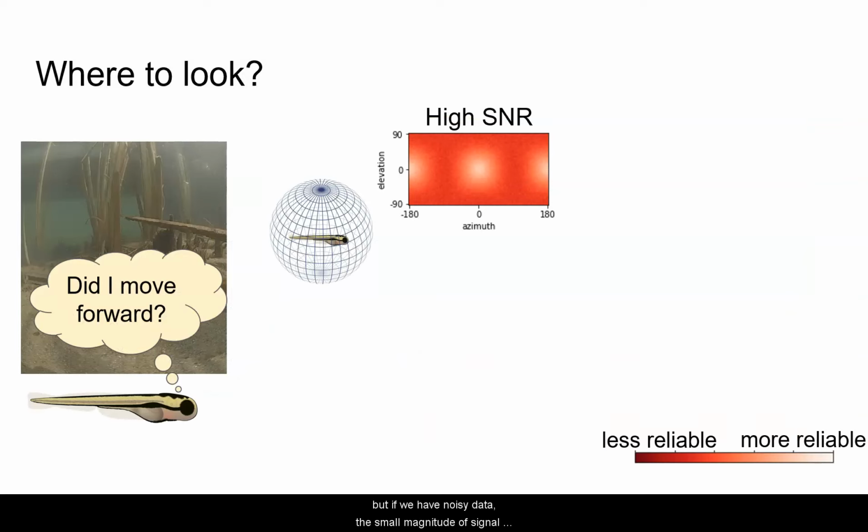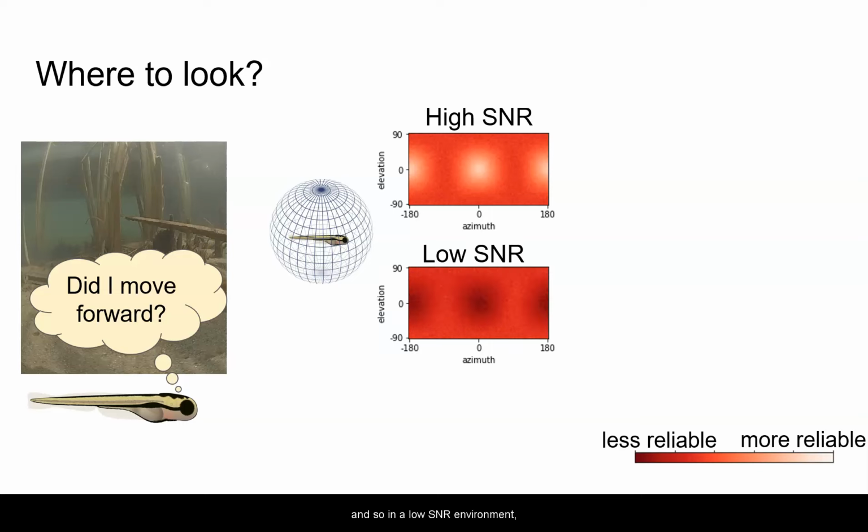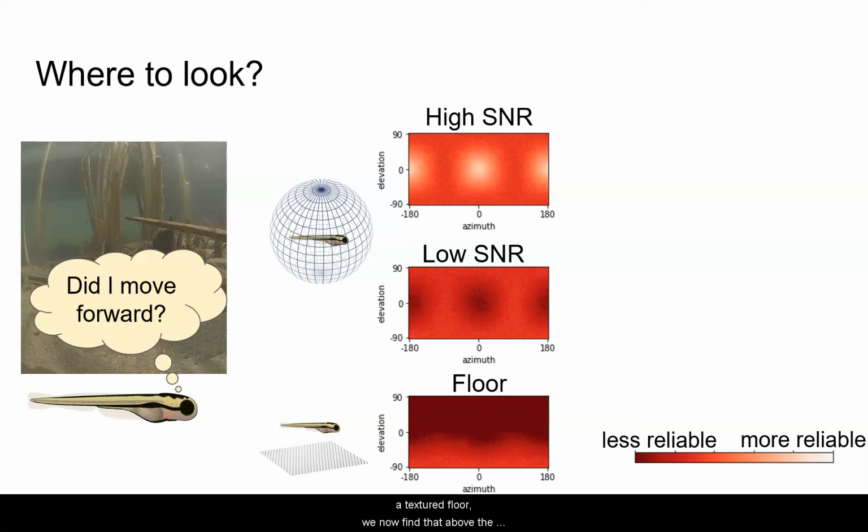But if we have noisy data, the small magnitude of signal at those foci makes them more vulnerable. And so in a low SNR environment, we actually see that we should exactly avoid the focus of expansion and contraction. And that's only in a sphere with texture everywhere. If we consider an environment that is more like a textured floor, we now find that above the horizon there is no useful texture information, which again changes where we should look.